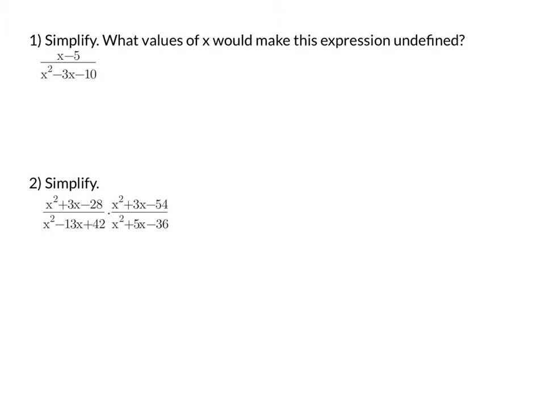So our denominator, x squared minus 3x minus 10, needs to be able to factor. The top can't factor. There's no exponents on there other than 1, so that's going to stay as is. But the bottom can factor into x minus 5 times the quantity x plus 2.